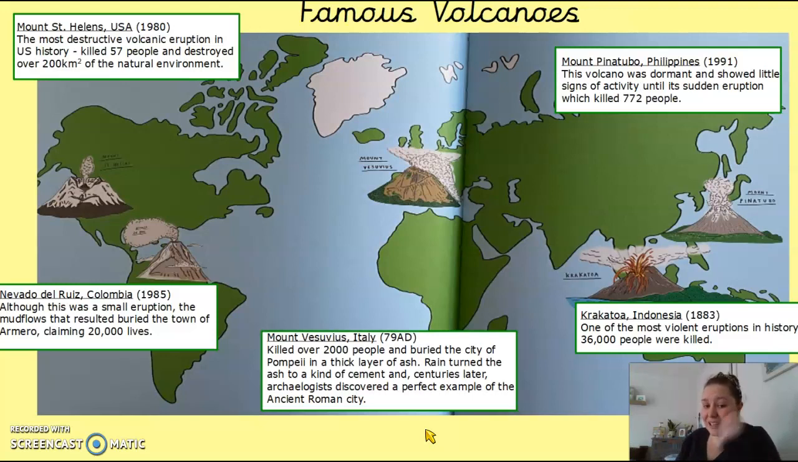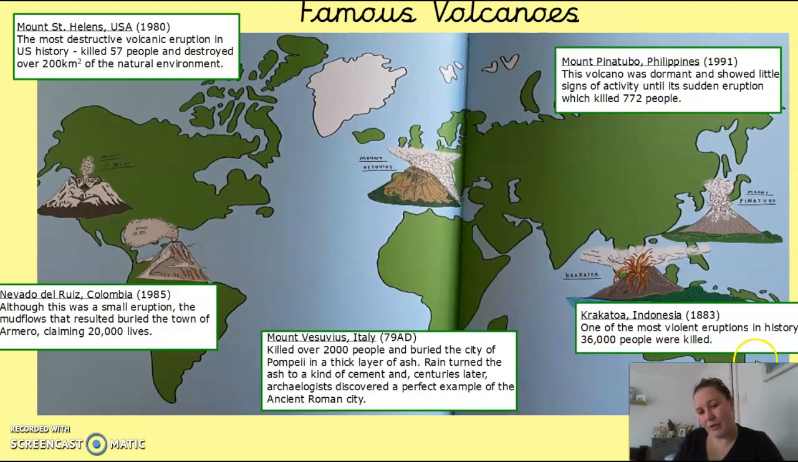So it was covered in a really thick layer of ash. Then rain came and it turned this ash into a sort of cement that preserved the city underneath. So years later, centuries later, archaeologists uncovered this fully preserved Roman city of Pompeii underneath this layer of ash from the eruption. So that was really cool in the sense that then they could study loads of elements of Roman life by finding this completely intact city.